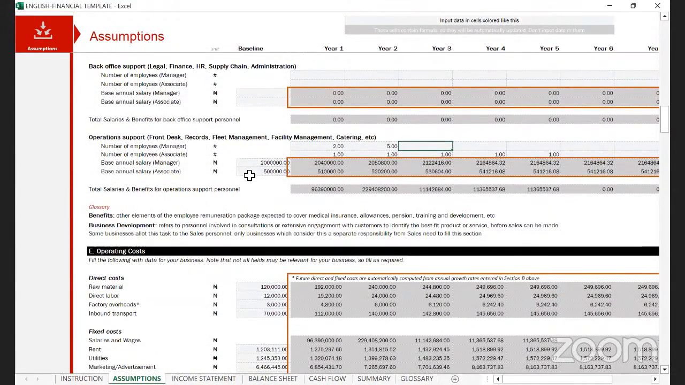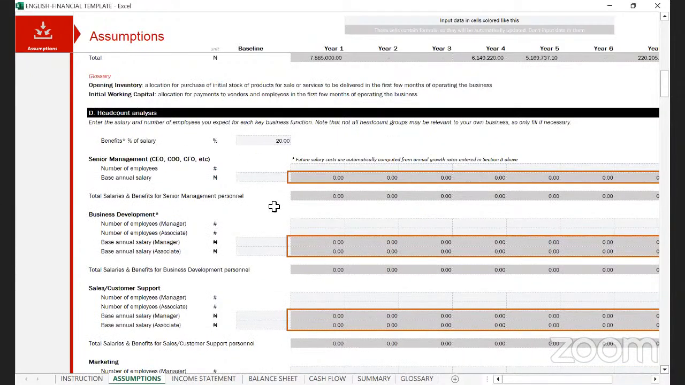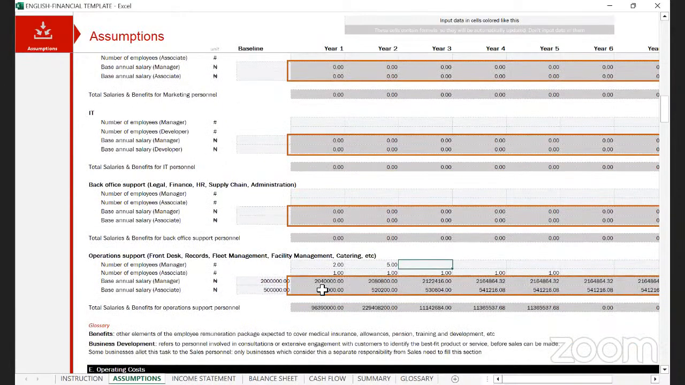You just put in your estimate of the number of employees you need to hire in your first year up until your 5th year. As you know, most of the time you would increase the number of staff you have as your business and your revenue is increasing. So this template allows you to start with the number of employees you can pay salaries to in year 1. And then as your revenue increases, and your customer base increases, you can then afford to hire more employees. So that's the headcount analysis.